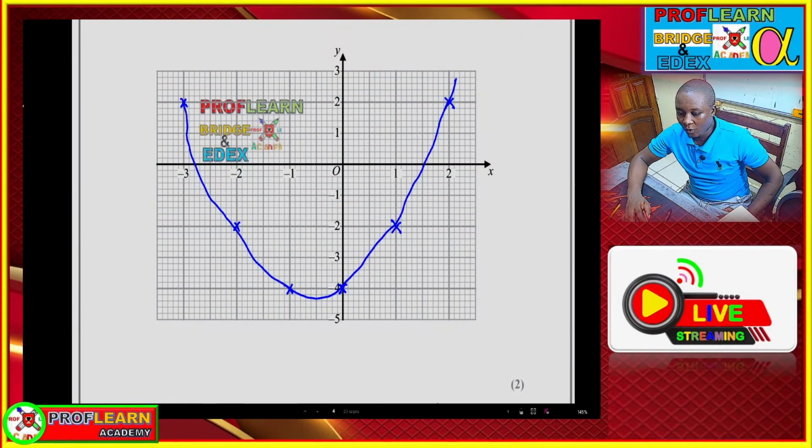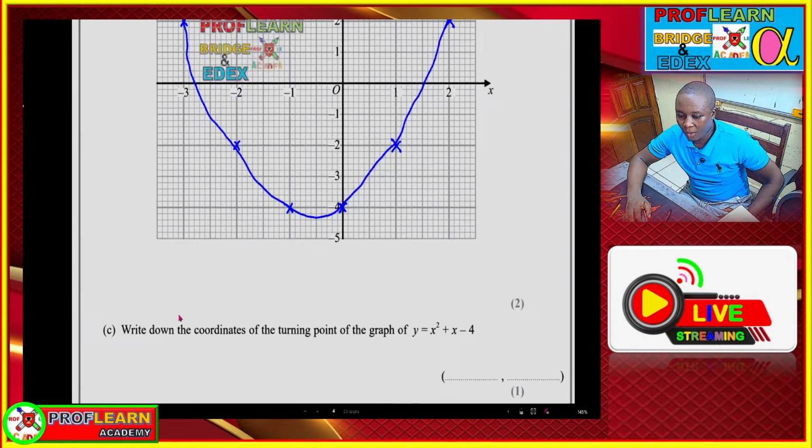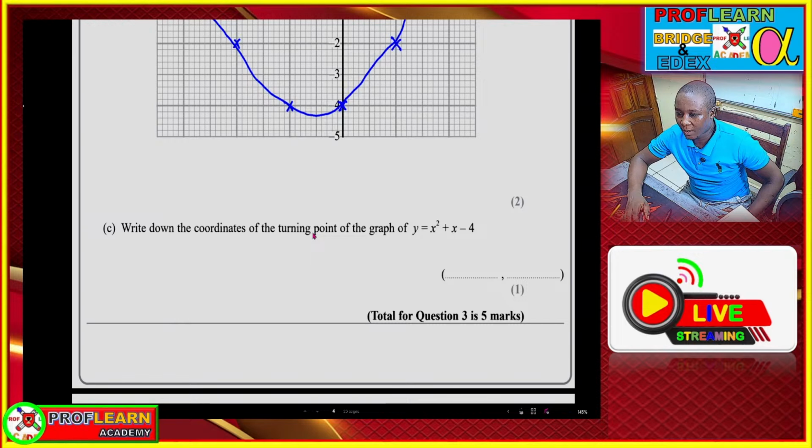Now, once you've drawn your graph like that, let's see the question that I asked. Write down the coordinates of the turning point of your graph. So the turning point we are talking about is this region here, and that is what we now call the turning point.